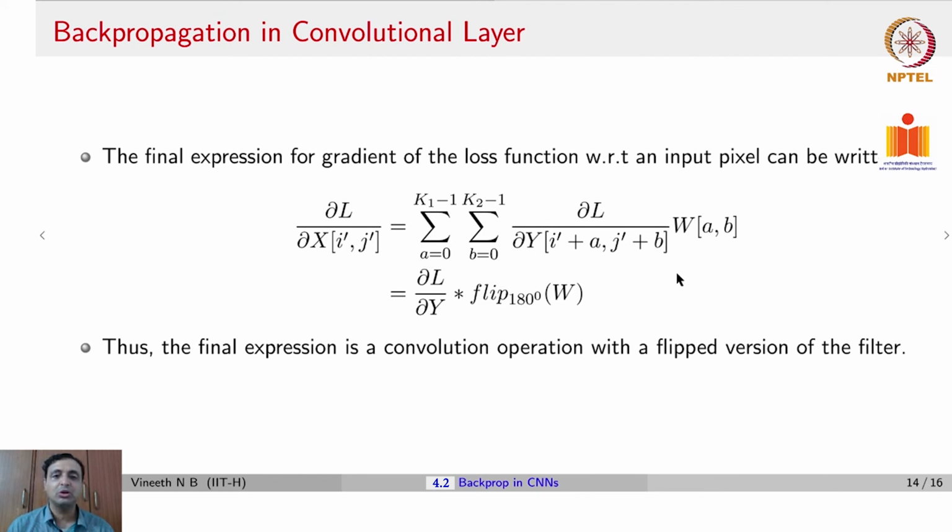This looks like the definition of cross correlation. It's the cross correlation of ∂L/∂Y with W, the filter. Rather, we can say it's the convolution of the flipped filter with ∂L/∂Y. We know that cross correlation and convolution differ by that flip of the filter, a flip by 180 degrees, which is a flip in two directions, and that's what we have here: ∂L/∂Y convolved with a doubly flipped filter.